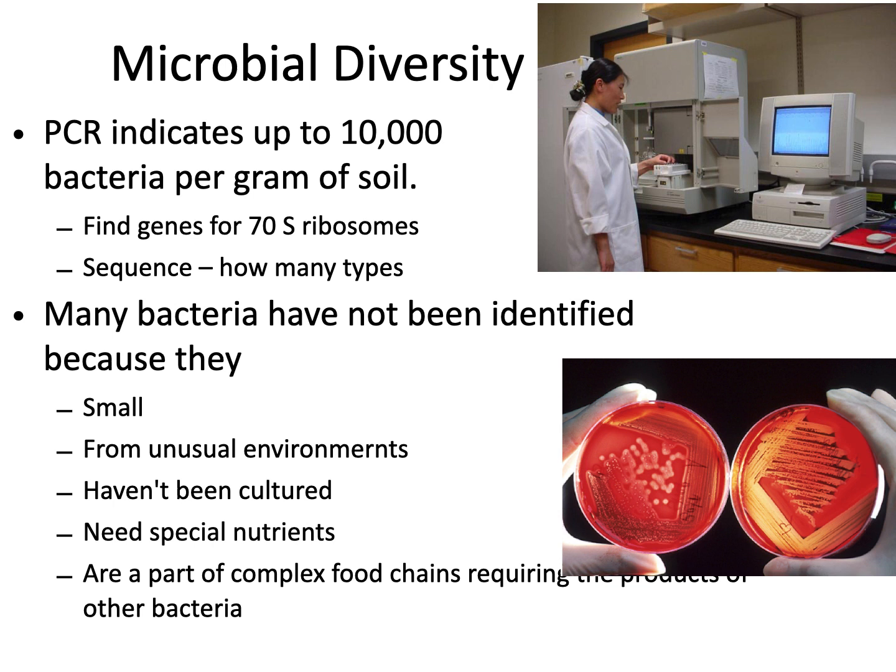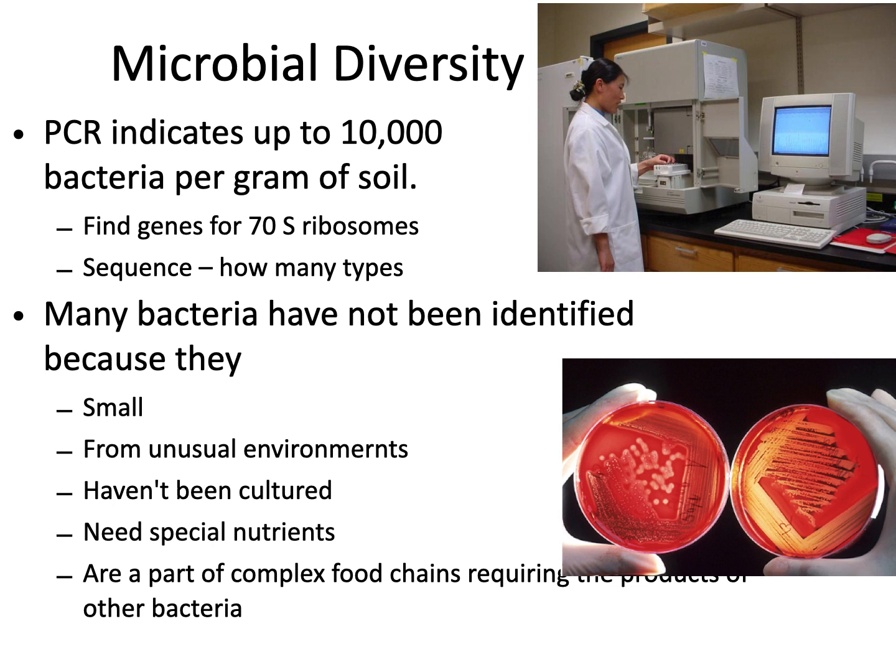We do this with something called polymerase chain reaction, where we use a probe to fish ribosomal genes out of the soil. We look for 70S ribosomal genes, and then we sequence them and see how many different types there are. All cells have these genes, and so we're looking for organisms that have their own unique varieties of them. We find that just a gram of soil may have 10,000 different types of bacteria in it.